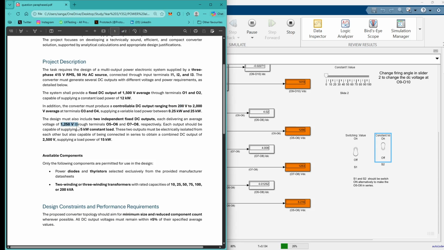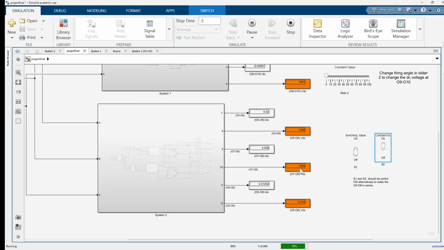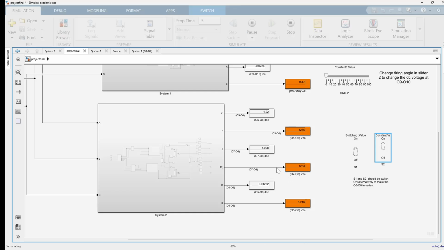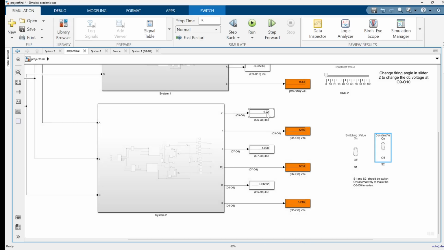Yeah, 1250 volt. Okay, we already got the output here. Output 5 and 6 is generating 1256, 1253 respectively. The current is 4.02 and 4.02.